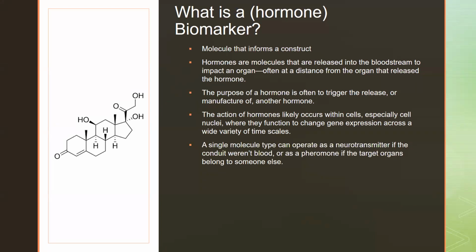A single molecule type can operate as a neurotransmitter if the conduit is in the blood. So think of that in terms of, like, a pheromone or a targeted organ. So basically a pheromone isn't just something that can affect us as a person, but it can also target an organ in another person or another organism.